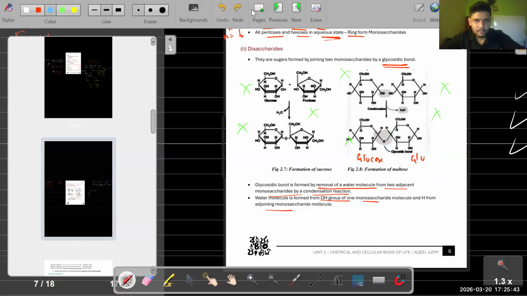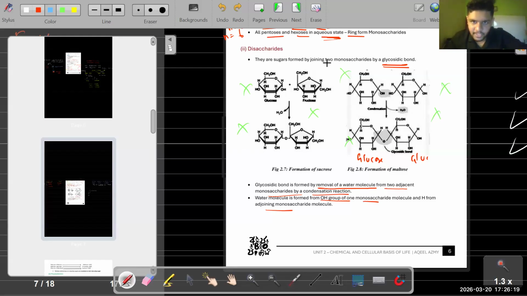See? Yes. Right? After removing the water, those two rings will be joined. Now see this black one. Those two rings will be joined by this black color bond, which is called glycosidic bond. Can you understand that? The water molecules will be completely removed. Those two rings are joined by this glycosidic bond. Clear, right?